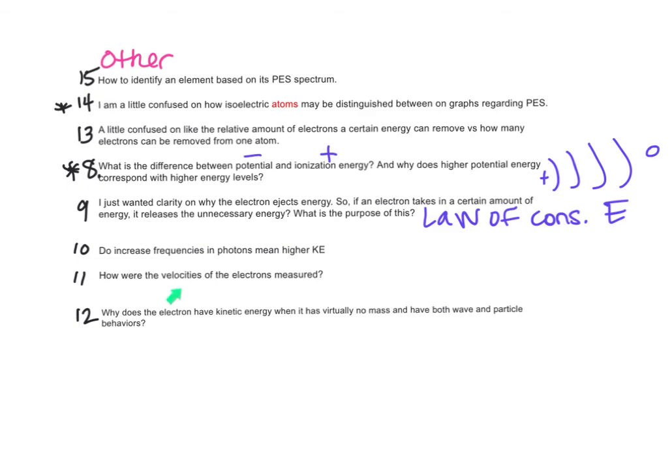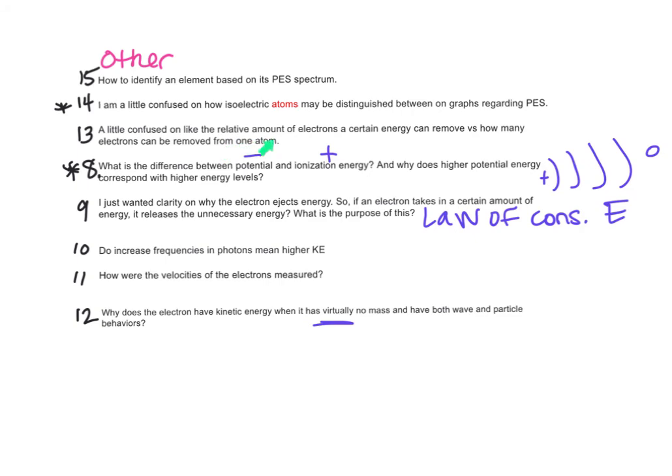So is that something you need to know and would be asked on a test? Not in chemistry, maybe in physics, but not in chemistry. But still good to know. And you did learn about it before in photoelectric effect. Number 12, why does the electron have kinetic energy when it has virtually no mass? Because it's virtually no mass. Electron totally has mass, all right? It's just really, really, really small.